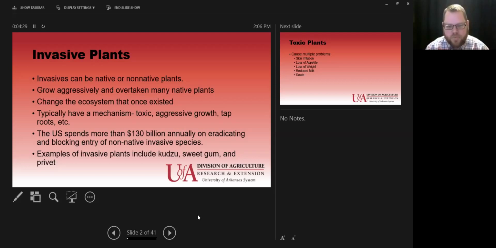And so the problem is invasives are here. We're probably not ever going to eradicate any invasive. And so control is the goal for right now. Some examples of invasives that you probably recognize would be kudzu, sweet gum, and privet. They're very readily available, especially here in Southwest Arkansas. And so we'll talk about maybe how they work to overtake the natural environment.